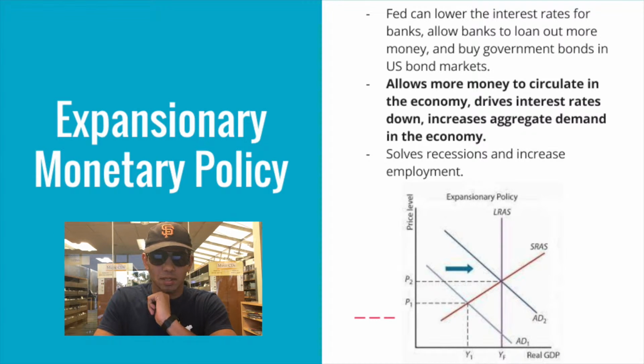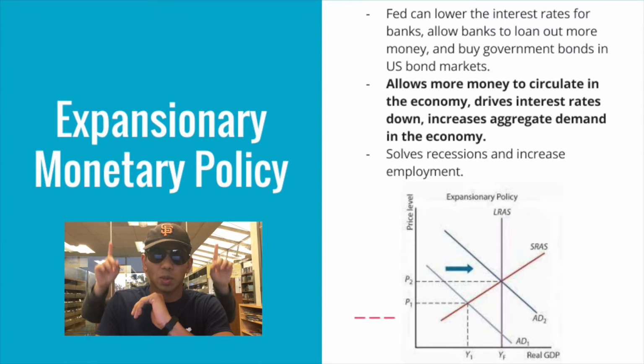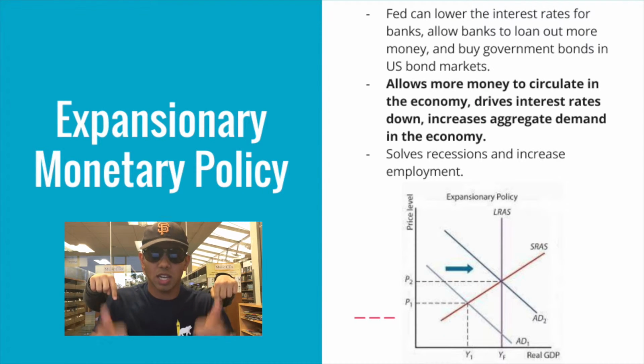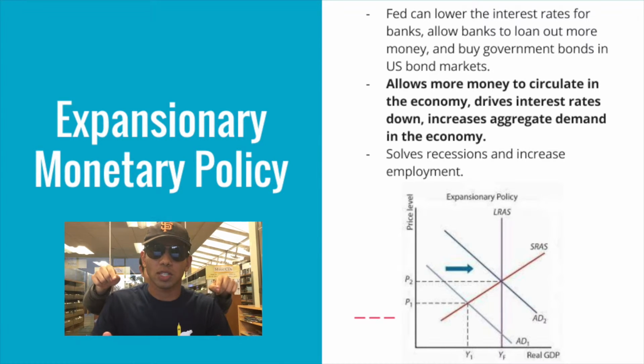To expand the money in the economy, the Fed can lower the interest rates for banks, allow banks to loan out more money, and buy government bonds in US bond markets. This allows more money to circulate in the economy, which drives interest rates down, which increases aggregate demand in the economy. This can be used to solve recessions and increase unemployment.